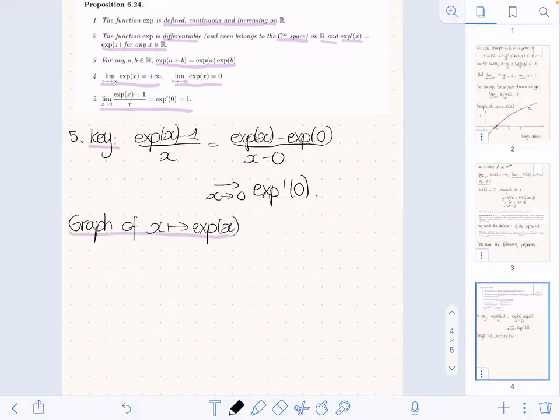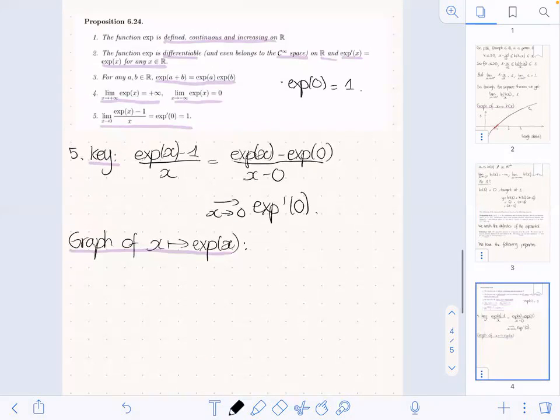Maybe one property that you can add is that exponential of 0 is equal to 1, and that is due to the fact that the logarithm of 1 is equal to 0. So you just invert that property for the exponential, and we can graph it. It's defined, continuous and increasing on R, and in fact it maps to R plus star.